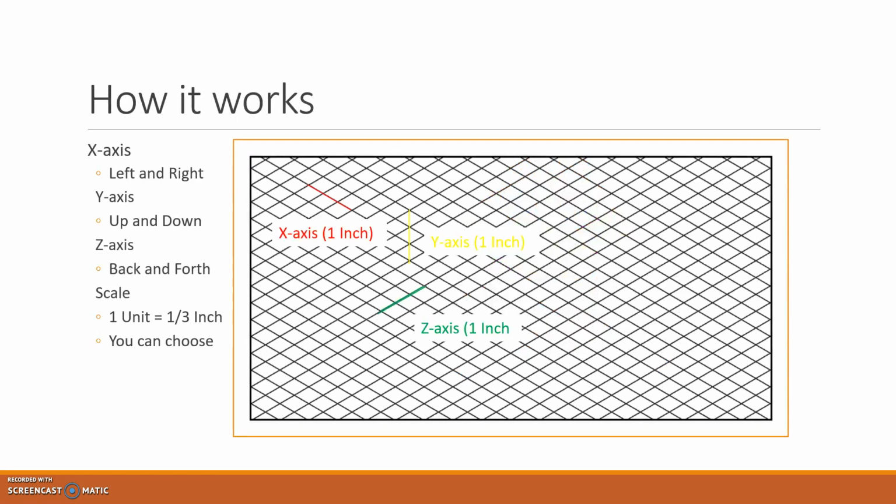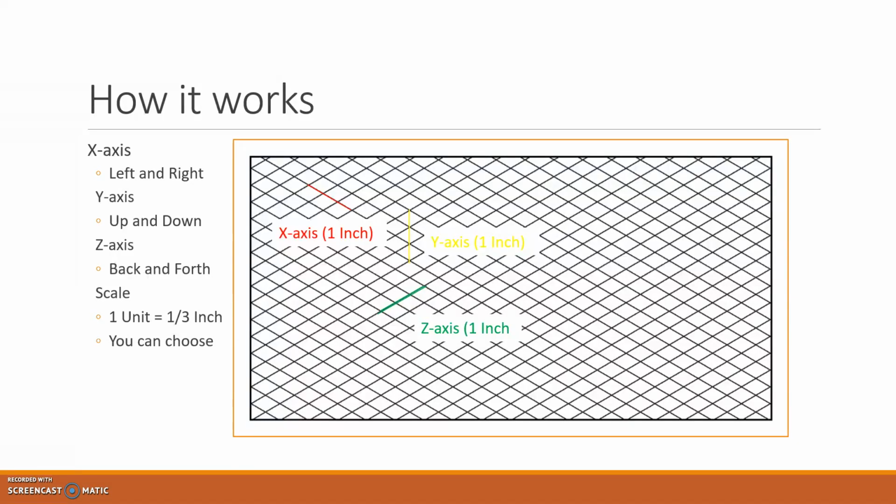So first off, how this works. As you can see over here, we have the small thin red line. This is going to be our x-axis, our left to right. Over here by the yellow, we have the y-axis. This is our up and down.